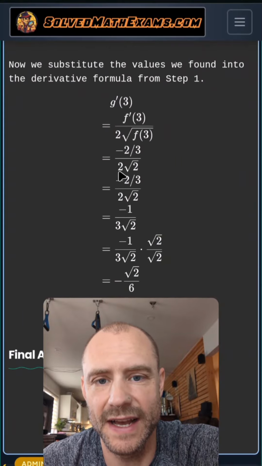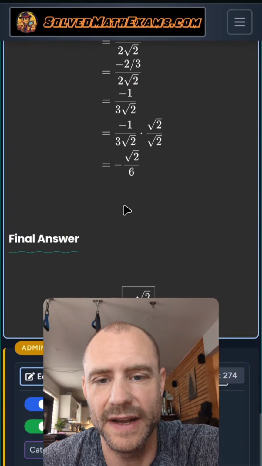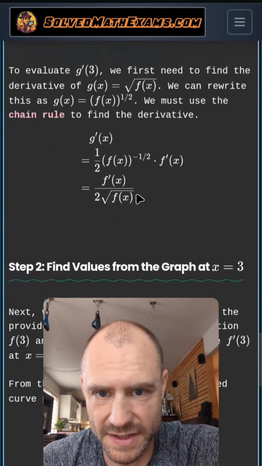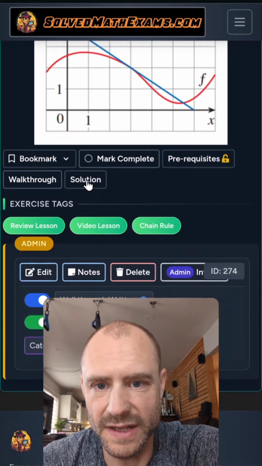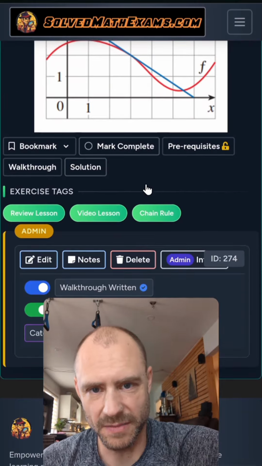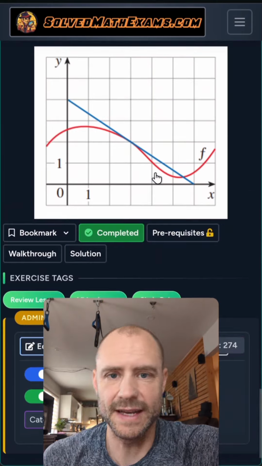So here is all that work, all that math, just plugging it in, simplifying, and you get negative root 2 over 6. Of course, if you just want the solution, you can click solution instead, and then it'll just give you the solution if you wanted to work through it yourself. So I'm going to mark this as complete now, because I've done that.